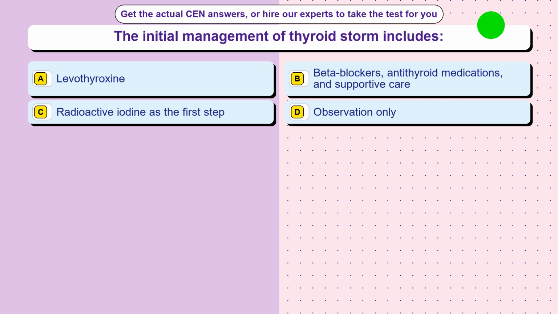Question 18. The initial management of thyroid storm includes Option A, levothyroxine, Option B, beta blockers, antithyroid medications, and supportive care, Option C, radioactive iodine as the first step, Option D, observation only.